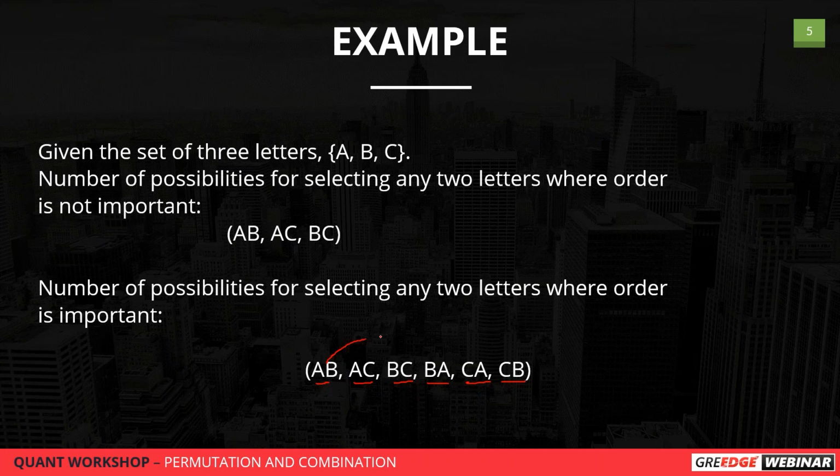AB and BA are the same letters but in a different arrangement. Similarly, AC and CA are the same letters but a different arrangement, and CB and BC are the same letters but a different arrangement. Like in numbers, 1, 2 is 12, and if I write 21, the order makes sense when it comes to numbers or words. So when the problem is about order and arrangement, it comes under permutation.